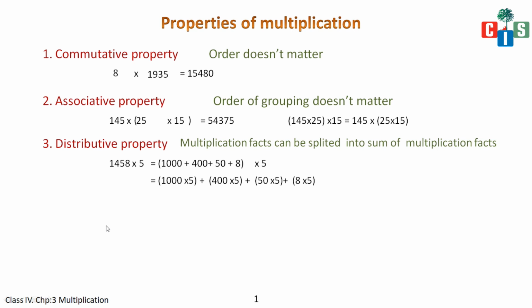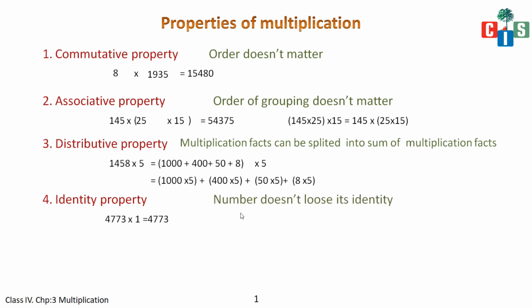The fourth property is identity property. Don't forget identity. So 4773 multiplied by 1, that is 4773. The number doesn't lose its identity. And the last one is zero property. Any number multiplied by 0 is what? It's 0 only. So that is a zero property.